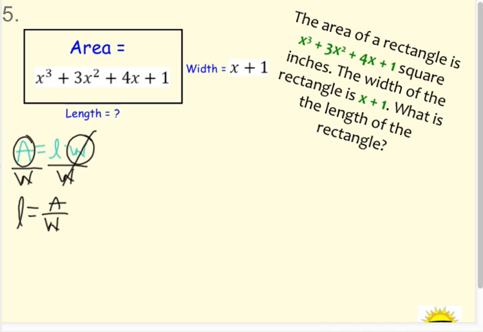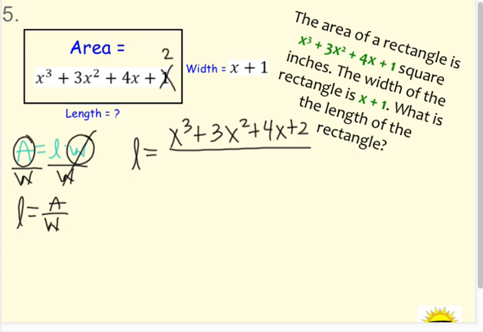So in this case, my area, and we are going to go ahead and change this equation. This should be a plus 2. So on your notes, go ahead and change that so it says plus 2. So my area, to figure out the length, is equal to x to the 3rd plus 3x squared plus 4x plus 2 divided by the width. The width is x plus 1. I'm going to go ahead and use synthetic division.